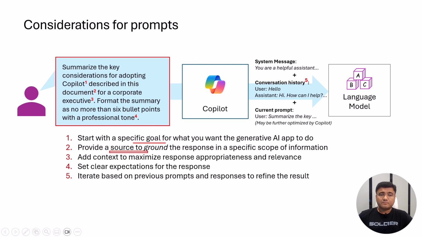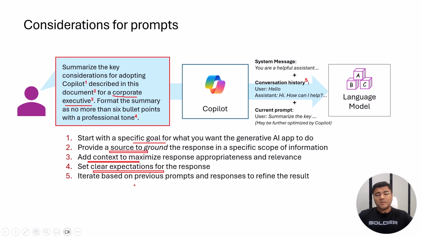The third one is that I have to add a context so that it can give me an appropriate and relevant response. I am saying in the context that I want to do the summarization for a corporate executive. So that is the context I'm providing. And fourth, but important, I have to be very clear in specifying my expectations. I have to mention what kind of expectation I have from Copilot when it gives me a summarization. I'm saying, format the summary as no more than 6 bullet points with a professional tone. So I'm clearly specifying what kind of tone I want and what kind of length I want for that summary.